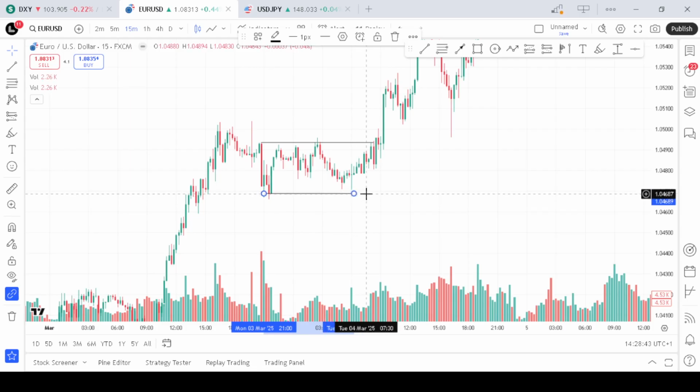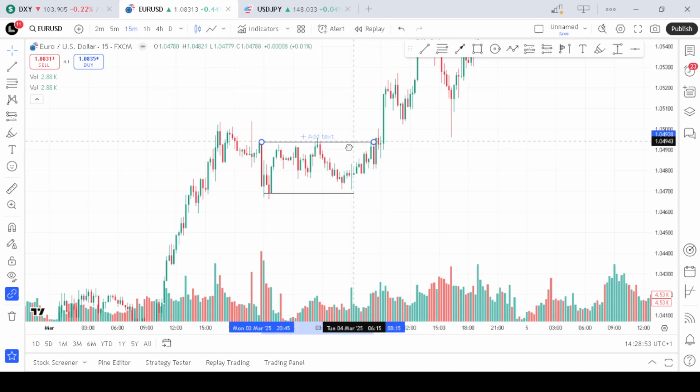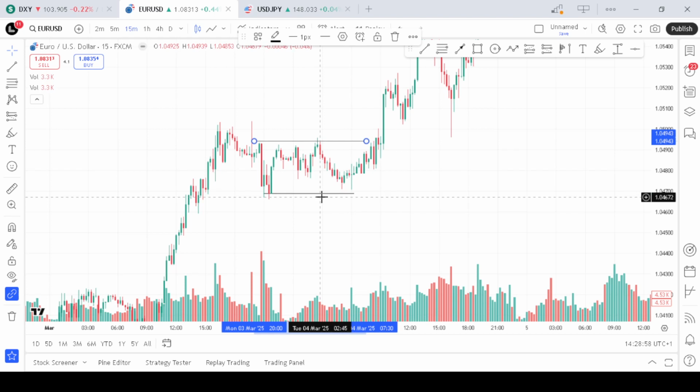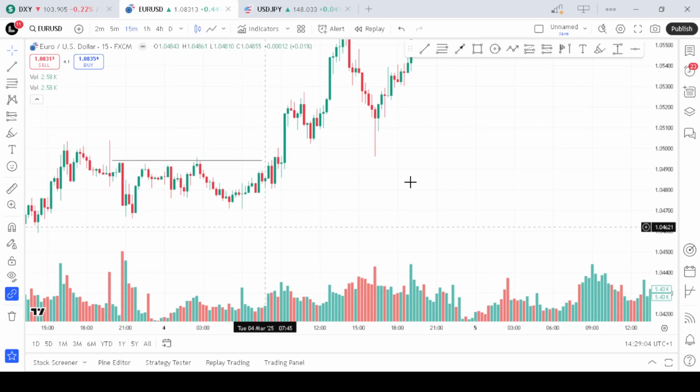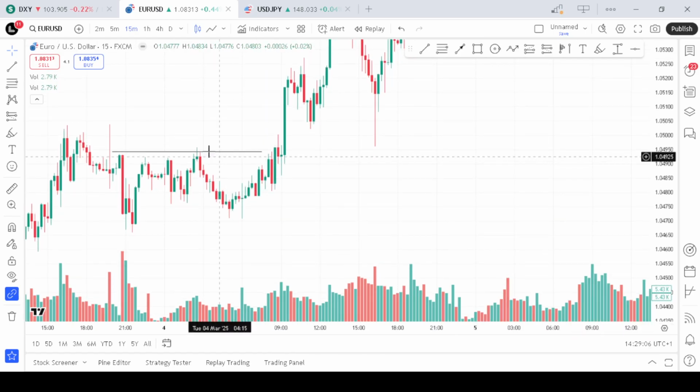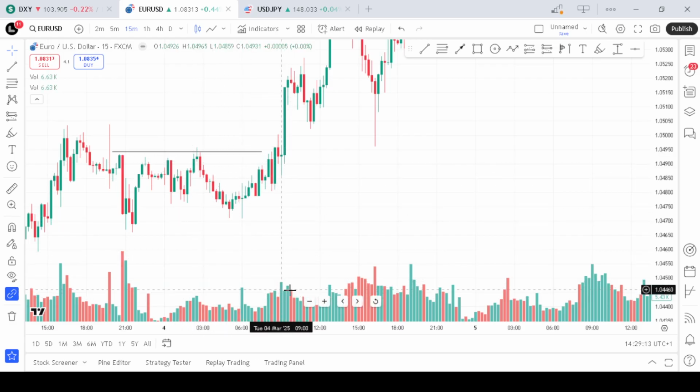Once price breaks above this line with an increased volume, it signals a potential bullish reversal. So in case of a bullish, once price breaks above this area, it signifies a bullish reversal. This is what it means. Once price breaks above this neckline, it signifies a bullish reversal, and it has to break with an increased volume, as we can see here.